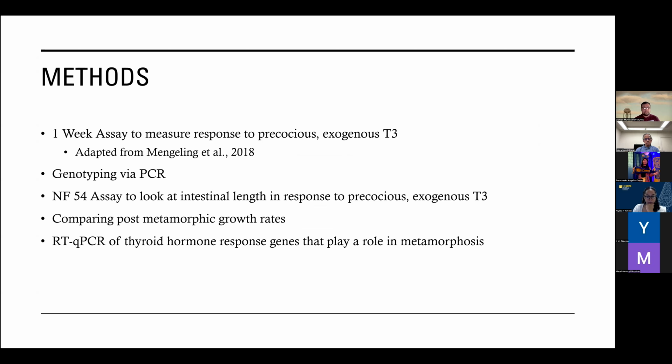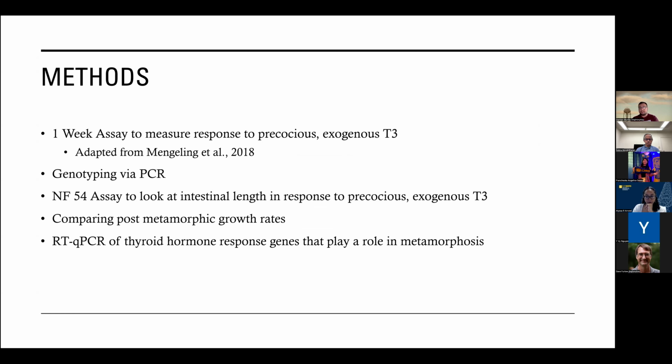In addition, we did an NF54 assay. NF just is the common staging criteria that's used for laevis. NF54 is right before metamorphosis begins. So they're essentially primed and ready to go. They haven't begun producing endogenous T3, at least in highly detectable levels. So this makes it a really good stage to hit them with T3 and see what happens.